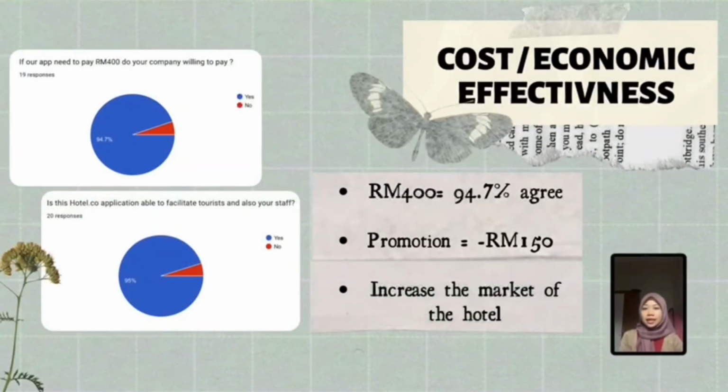Okay, the next slide is about cost and economy. Based on the slide, we can see the survey that we did to get the respondents' views on hotel.co. We offer our application at a price of RM4 and we have received responses from several hotels, where 94% agree with the price we offer.